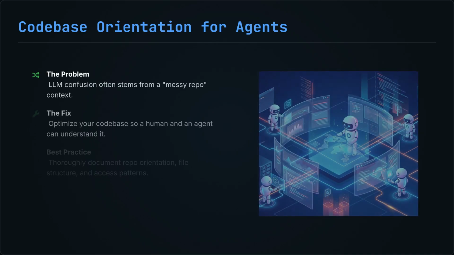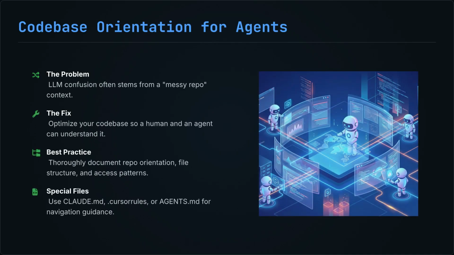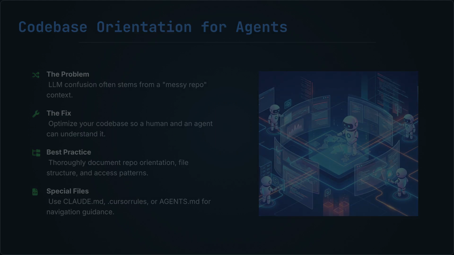Codebase orientation is essential for agents. Model confusion often comes from a messy repository context. Optimize your codebase and use special files like agents.md for navigation guidance.